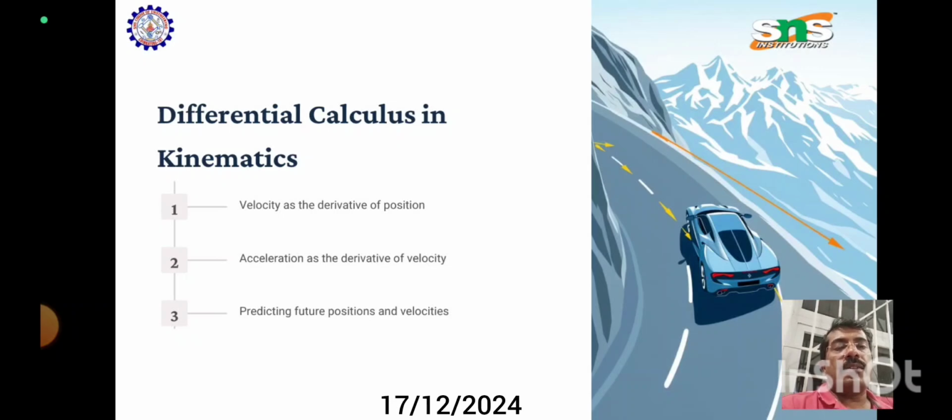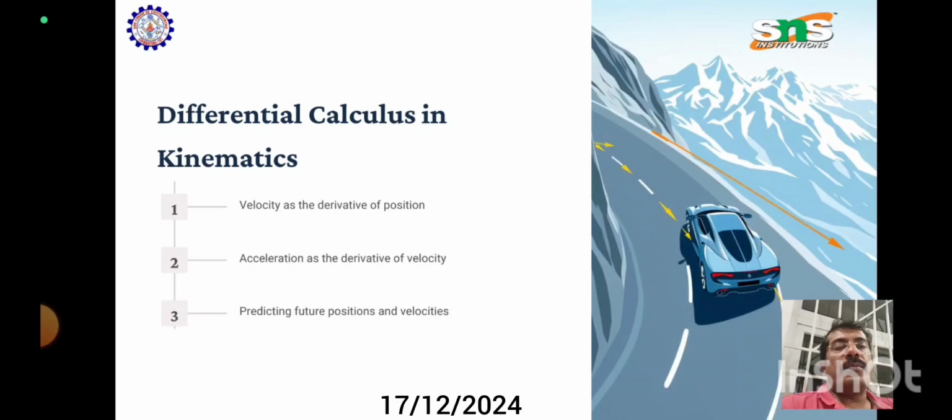The next concept is acceleration. The rate of change of velocity is called acceleration. We call it the second derivative, or we can say the differentiation of velocity gives acceleration, or if you differentiate the distance twice with respect to time, we get acceleration. In either way, acceleration can be told as the derivative of velocity.